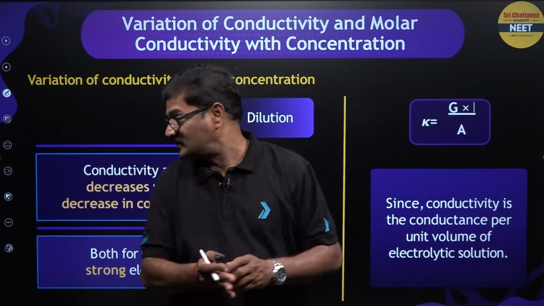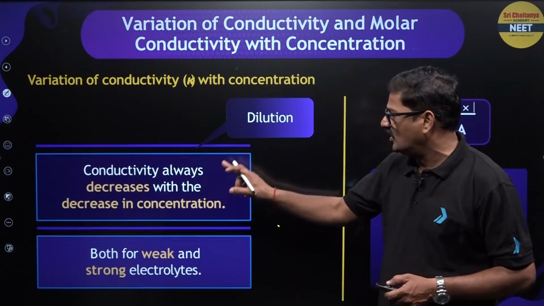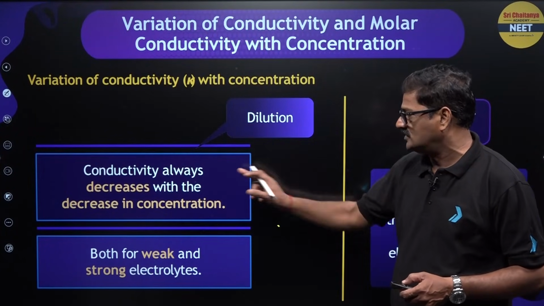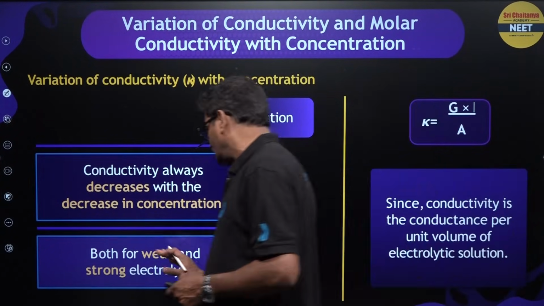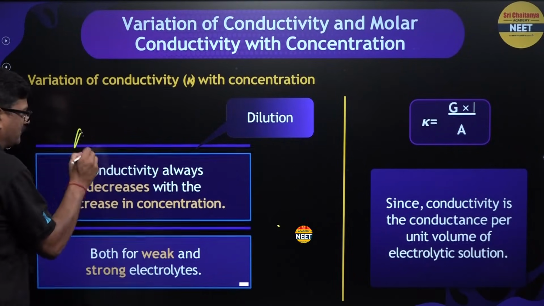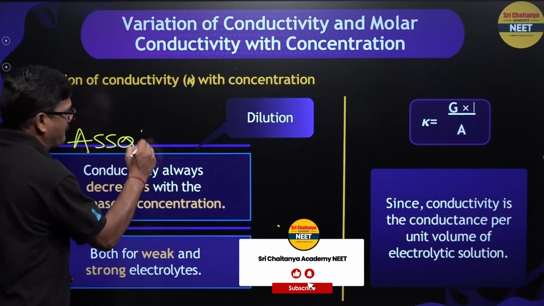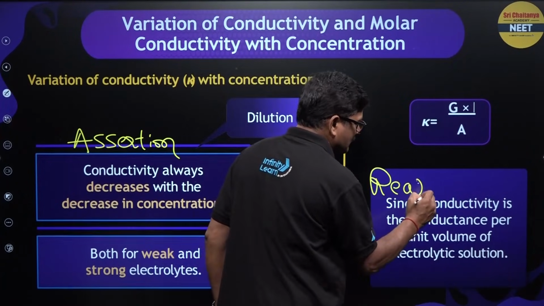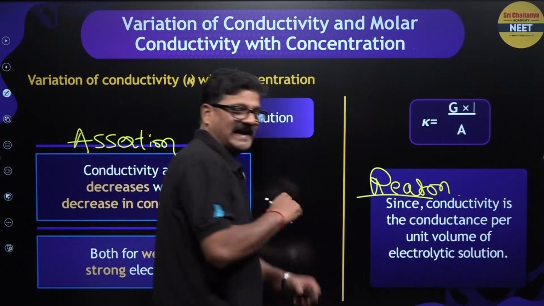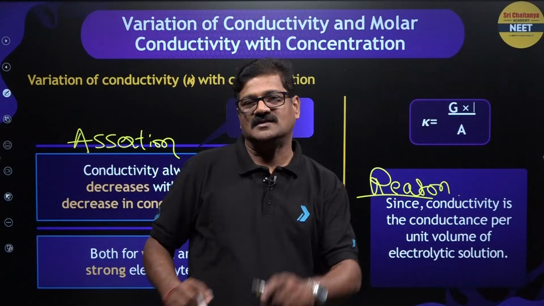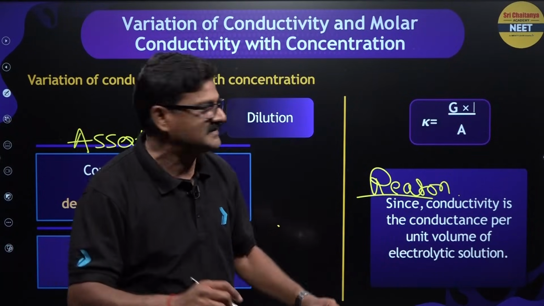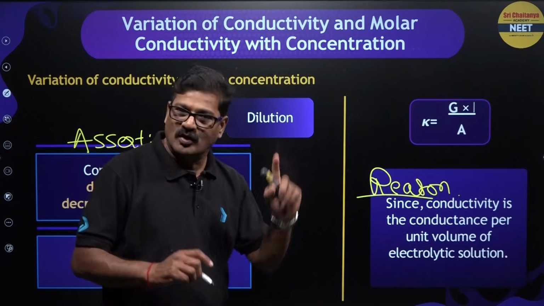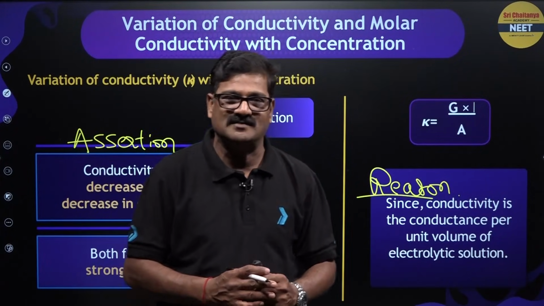Assertion reasoning questions. I want to say conductivity always decreases with a decrease in concentration on dilution. You can say it is for both weak electrolyte and strong electrolyte. If you assume this is an assertion and this is going to be a reasoning question, both assertion and reason are correct and the reason is the correct explanation for this assertion, and this is the way you need to prepare for boards as well as the NEET examination.